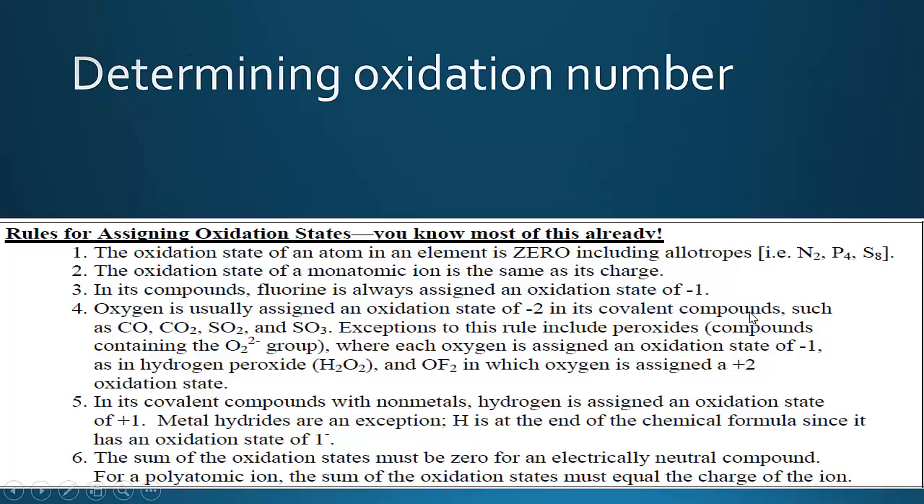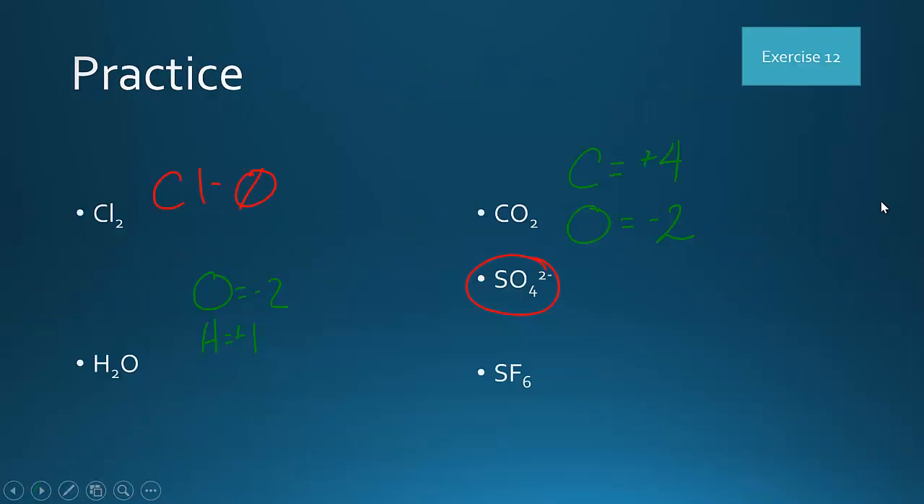When dealing with anions, the sum of the oxidation states has to equal the charge of the ion. So we've been setting them equal to 0. In sulfate, we need to set it equal to -2. So each oxygen is a -2, 4 of them is a -8. So in order to figure out what sulfur is, we figure out that sulfur is a +6.